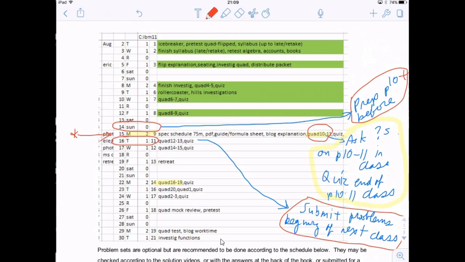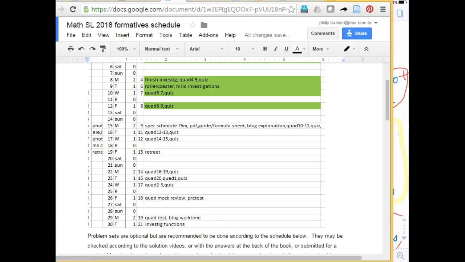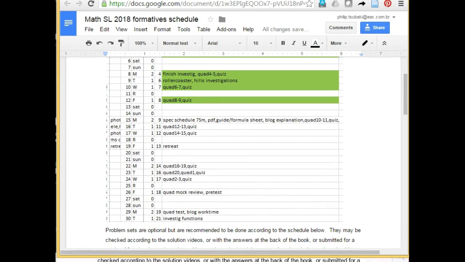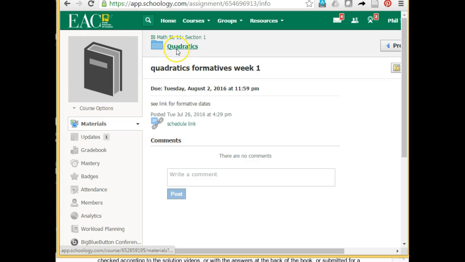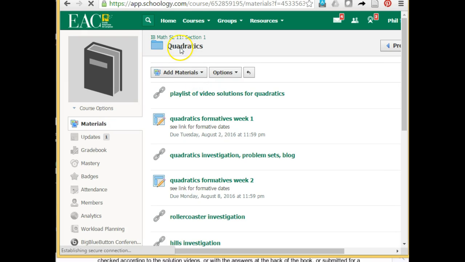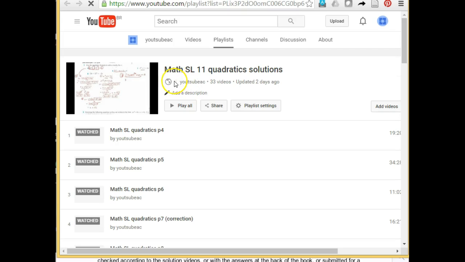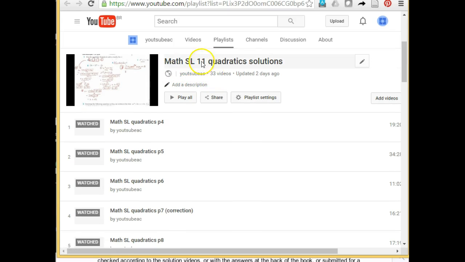One last thing. I did want to show you where you find the playlist for each unit. If you want to watch the videos on YouTube, then you can always find the playlist for that unit inside the folder for that unit. At the top, I'll always try to put the Video Solutions playlist link here, and if you click on that, you have to click a couple times. You'll eventually get to the playlist. I just clicked it once. So I got the playlist for quadratics, and it's indexed by the page, so it's pretty easy to find what you need.